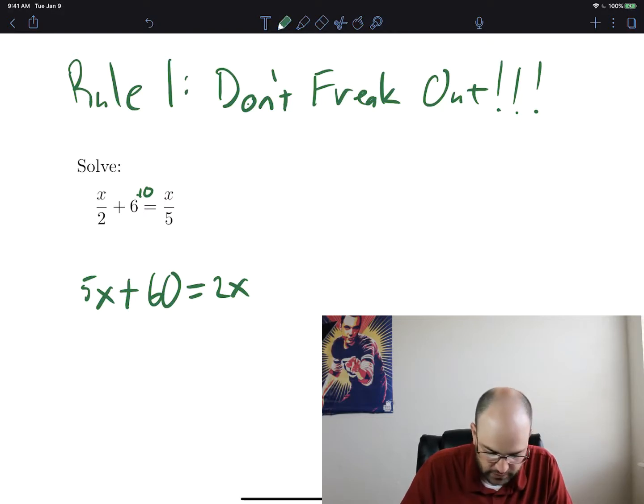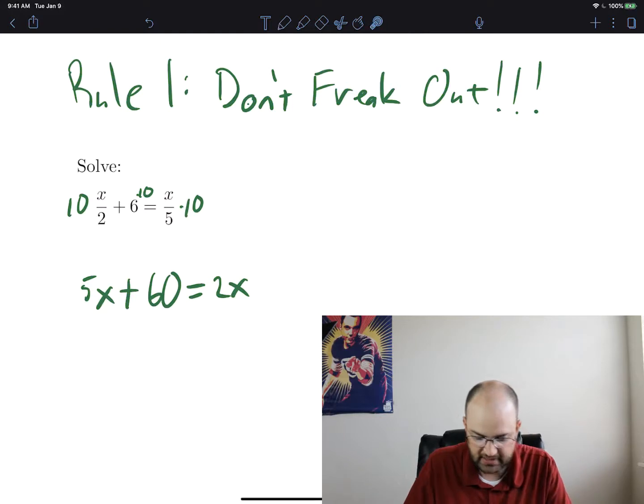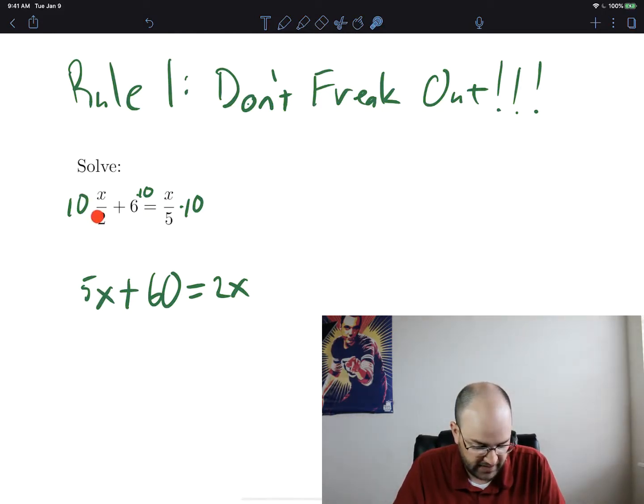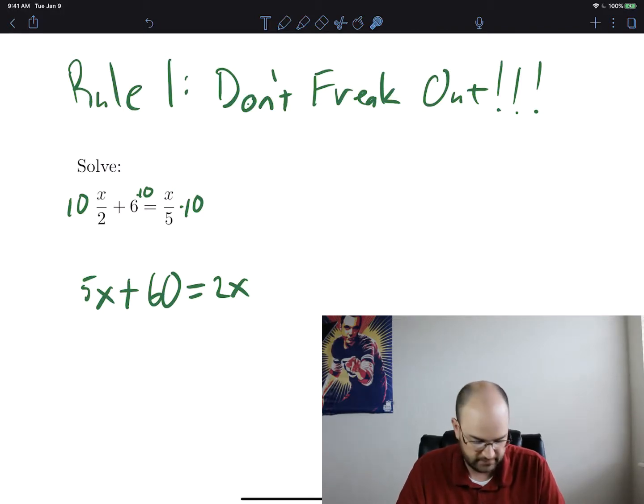Now, we don't actually need to see all this. We just need to know that everything is being multiplied by 10. So what we really want to do is the division first. 10 divided by 2 is 5, times the numerator x, so 5x. 10 divided by 5 is 2, times the numerator x gives us 2x. That's really all it is. Excellent. And then you just solve this like any other regular linear equation.